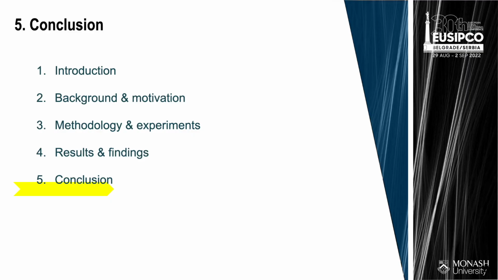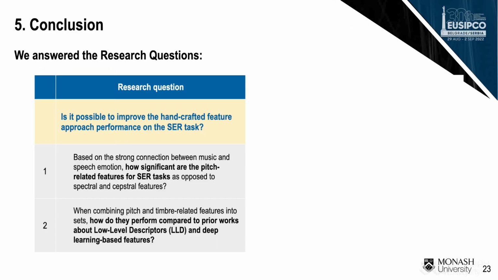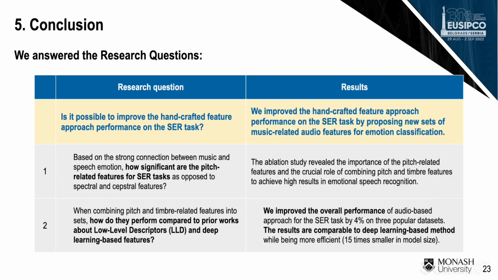We now move to the conclusion part. So far, we have answered the main research question and the two sub-questions through experiment results. By proposing new sets of music-related audio features for emotion classification, we improved the overall performance of the acoustic feature-based approach for the SER task. The results are comparable to the deep learning-based approach while being more efficient.